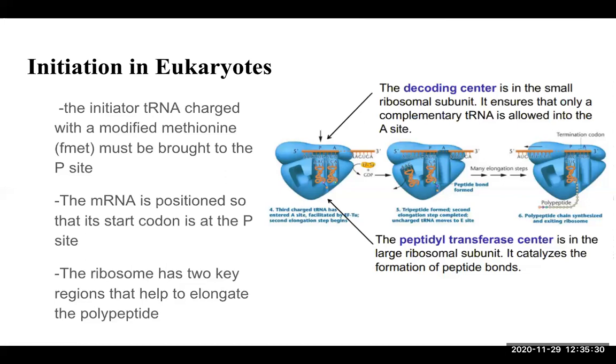diagram here, the third charged tRNA has entered the A site, and it is facilitated by EF-Tu, and the second elongation step begins. This is where the tripeptide is formed, the second elongation step is completed, and the uncharged tRNA moves to the E site. And then the very last step is when the polypeptide chain becomes synthesized and exits the ribosome.